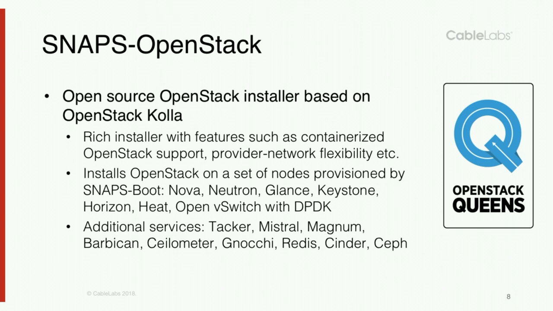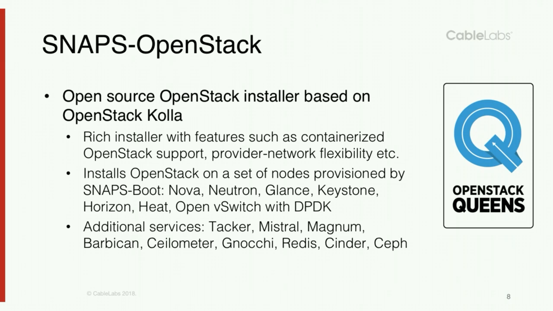So again, like we talked about with Kubernetes, the reference architecture has to be tuned to the SDN and NFV use case. So it's a rich installer with features. We talked about containerized OpenStack, but also provider network flexibility, etc. It installs OpenStack on a set of nodes provisioned by SNAPS-Boot. And the major projects that are supported currently are Nova, Neutron, Glance, Keystone, Horizon, Heat, and Open vSwitch with DPDK. But these are not the only projects that are relevant to an NFV SDN use case. There are many others. And those are installed by SNAPS-OpenStack as well.